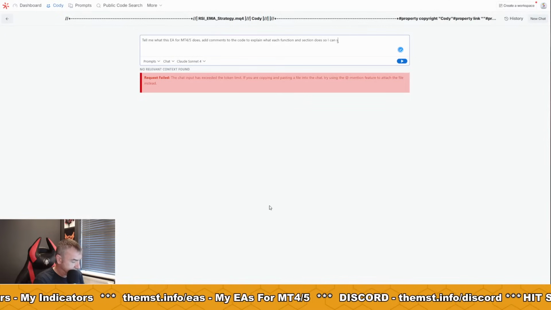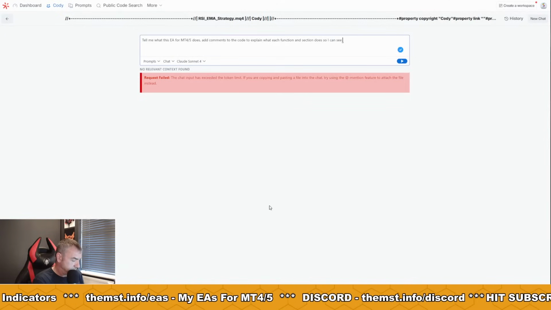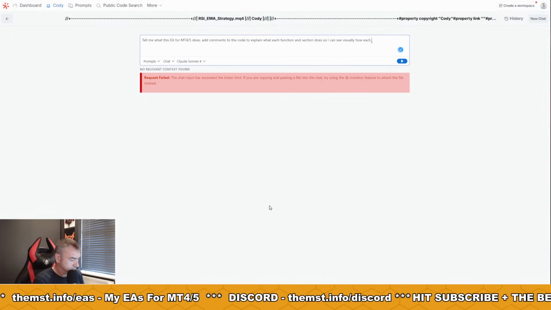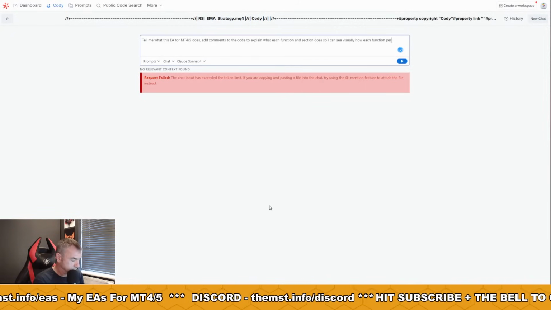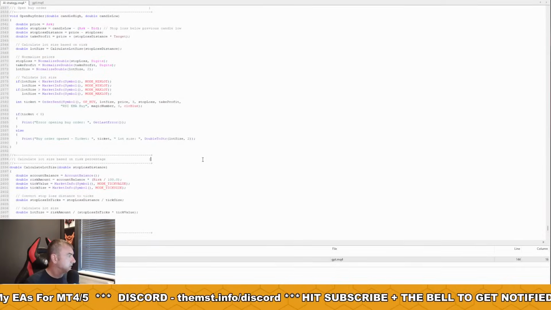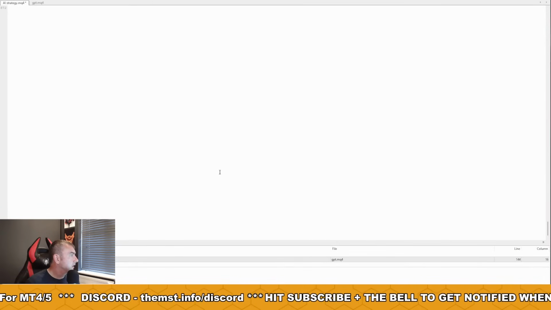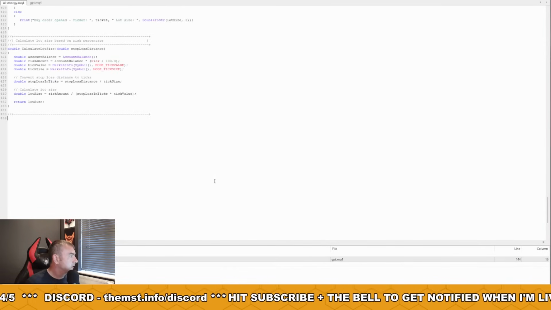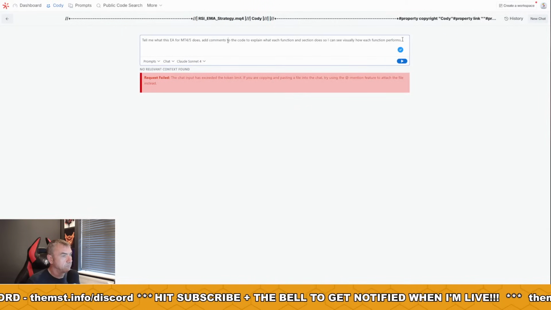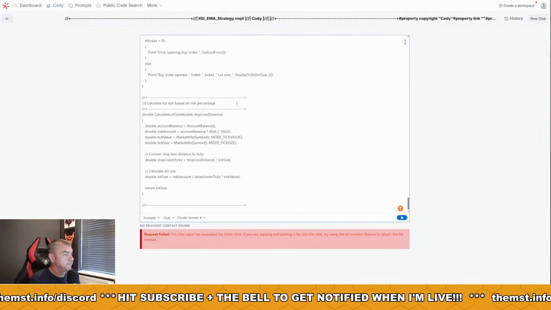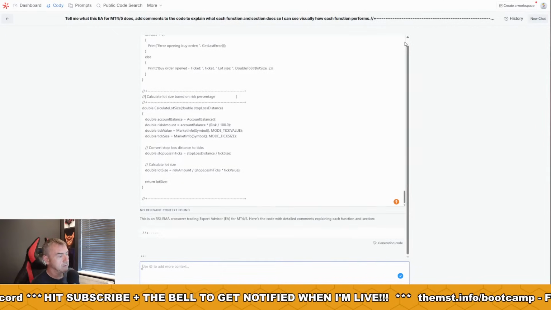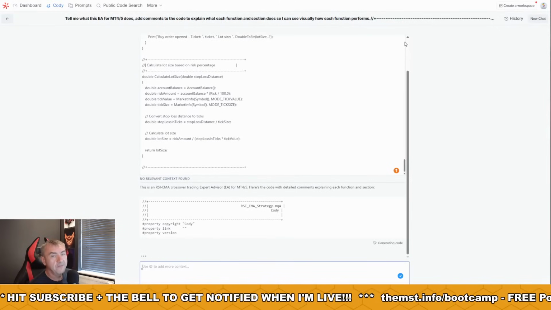So I can see visually how each function performs or something like that. Yeah, and if you just stick the code in like that, what it will do is it's going to rewrite it, and it will comment the code.